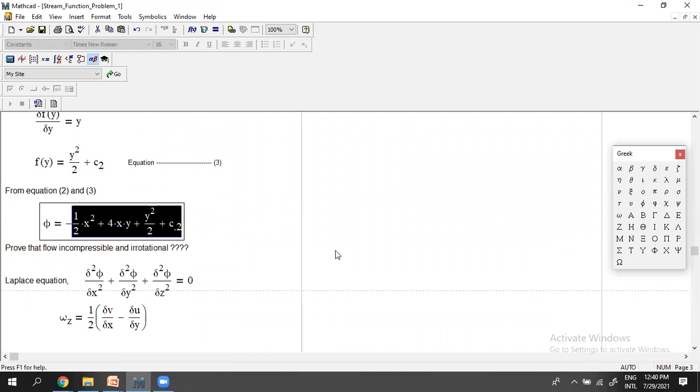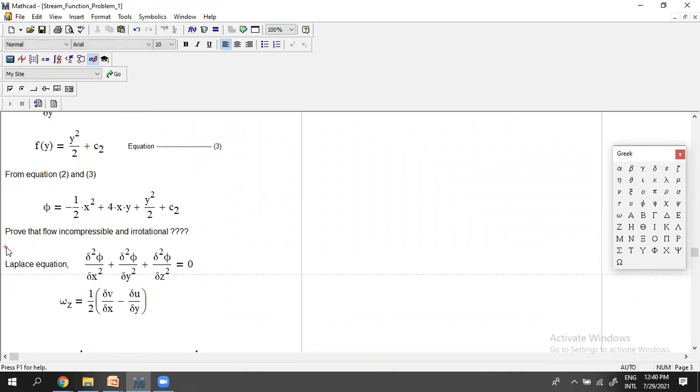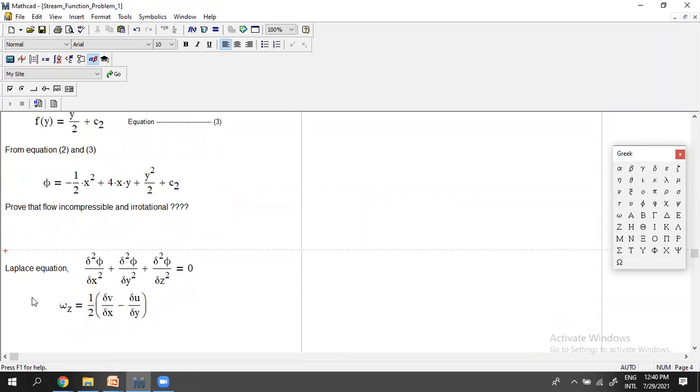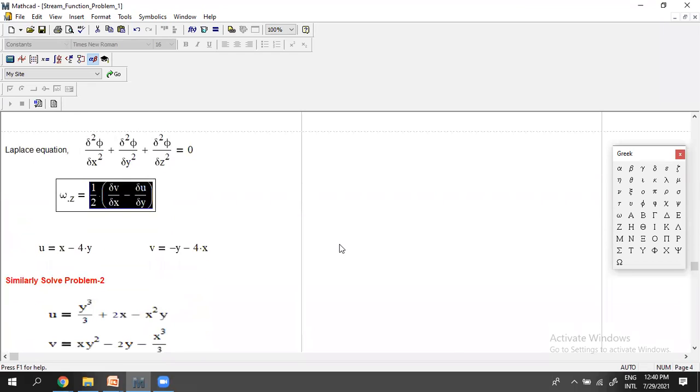Okay. Now, how will you figure out that it is an incompressible or irrotational flow? You figure out the Laplace equation, and it is saying two-dimensional flow, right? X, Y direction. So you figure out omega z, what is coming, 0, then it will be irrotational. You just figure out del v by del x from here, del v by del x is minus 4. Then you figure out del v by del y, this equal to minus 4. So the difference will be 0.